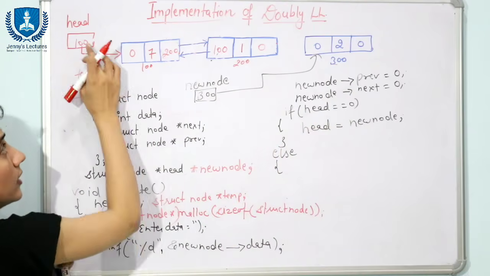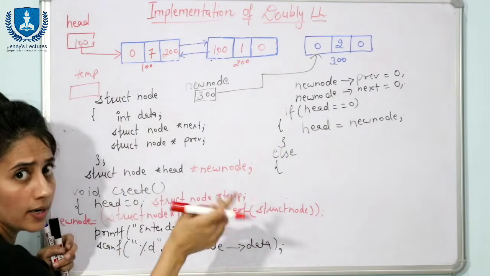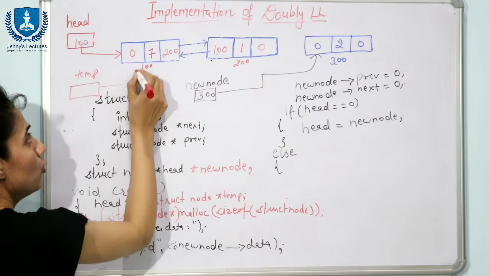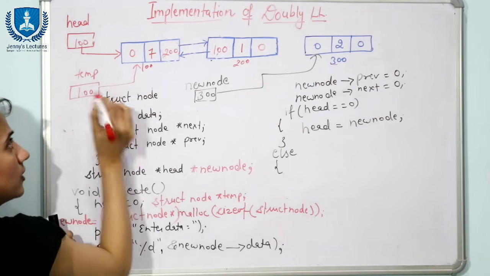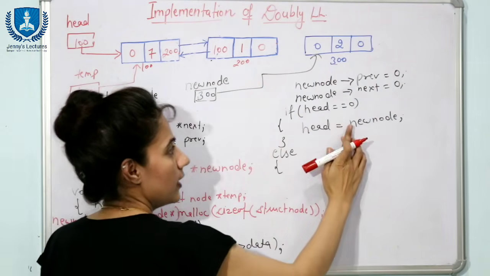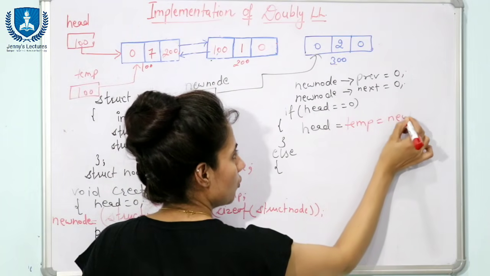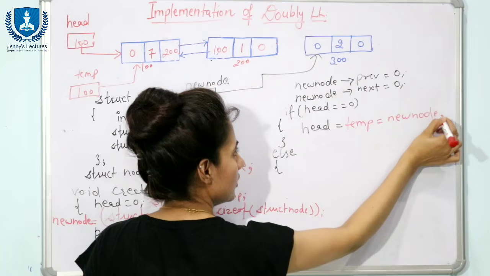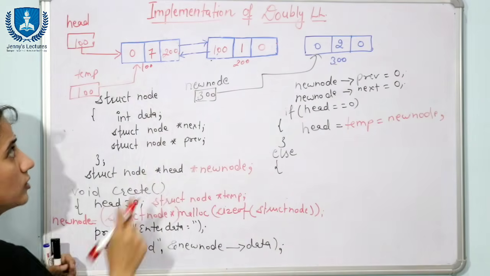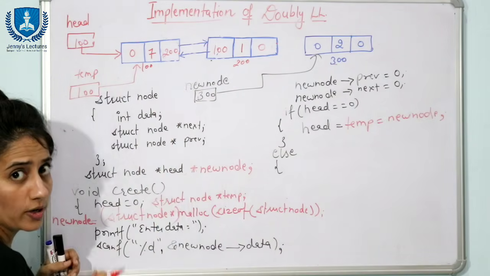insert this node. In that case, head is also pointing here, and you will set what? Temp will also point here. You will write something like this. So here you can write, head is equal to temp is equal to new node. So both head and this temp are pointing to this first node.